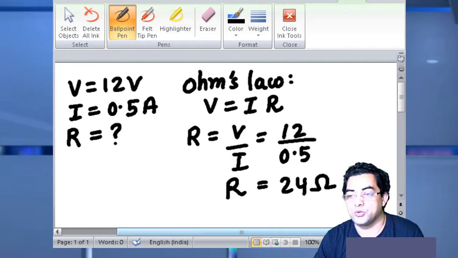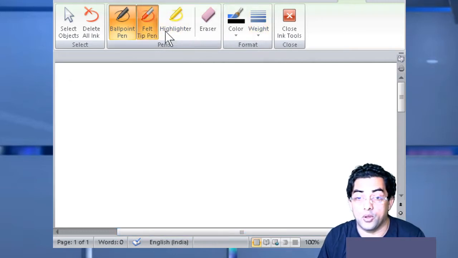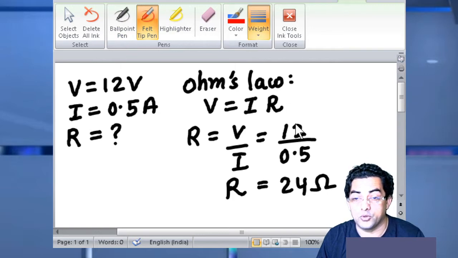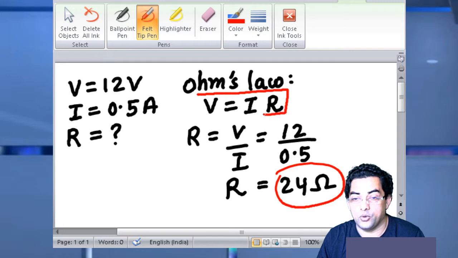Okay guys, so R becomes 24 ohms. I was surprised many of you got it wrong. So I thought, let me solve it and let you know.